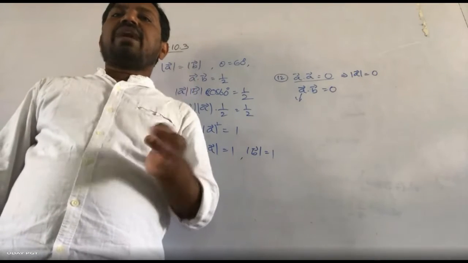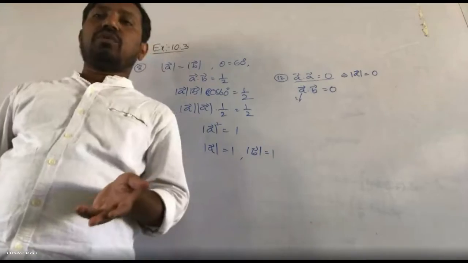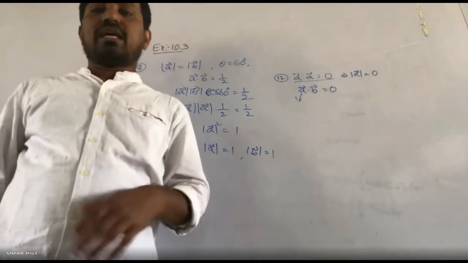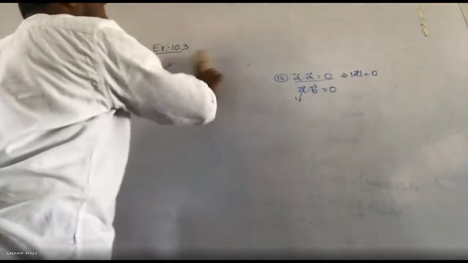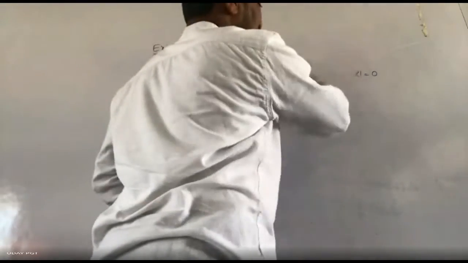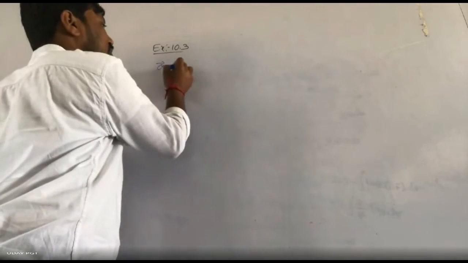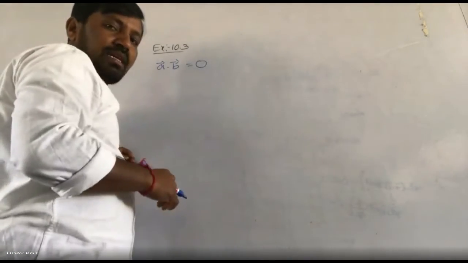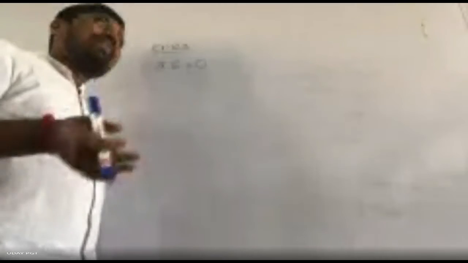Very simple. So 14th question, see here: if either vector A equals 0 or B equals 0, then A bar dot B equals 0, but the converse need not be true. Justify your answer. Very interesting question. If one of the two vectors is the zero vector, then the dot product is 0. But if the dot product of two vectors is 0, it doesn't mean that one of them must be the zero vector. The angle can be 90 degrees, and cos 90 is 0. That is also possible.